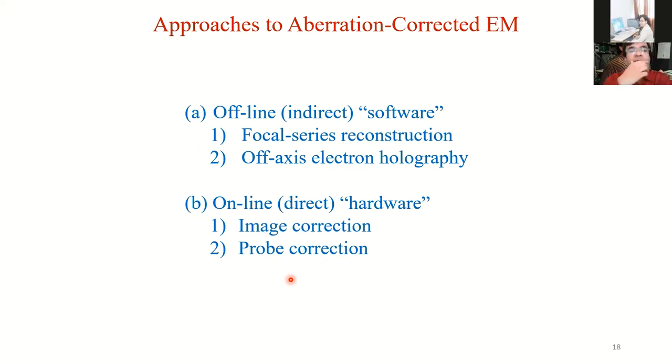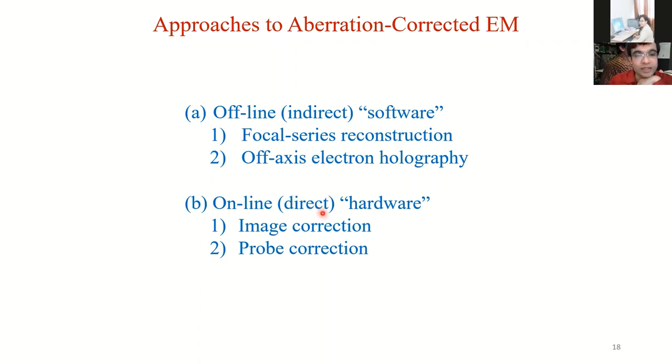But then people were also working on offline approaches, where you can use software to correct the aberrations. So the first approach is focal series reconstruction. Here you record high resolution images at different defocus, and then you reconstruct those images and correct the spherical aberration. Another way is off-axis electron holography, which is also an indirect approach, and this can also be used to correct spherical aberration and astigmatism in the images.